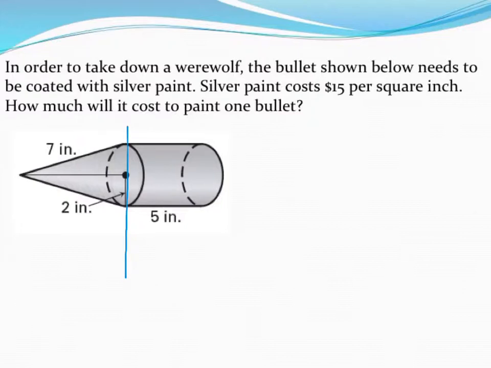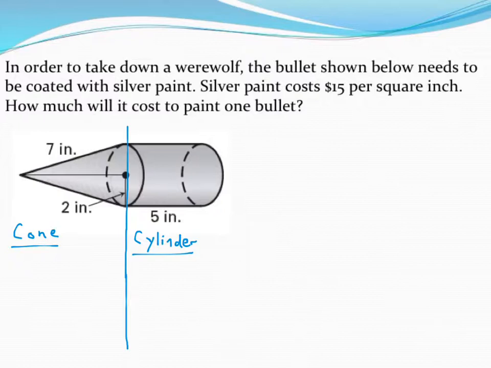They asked me to coat this in silver paint. Looks like we're trying to kill a werewolf. So I'm going to need to know surface area in order to know how much surface needs to be painted on this figure. So let's divide this up into a cylinder and a cone. And so I'm going to have two separate problems, which then I'll have to combine by adding those surface areas together.